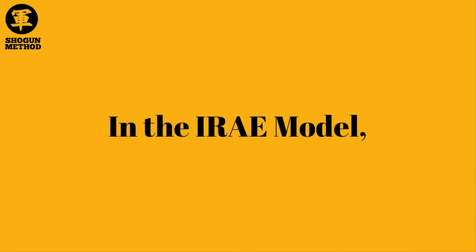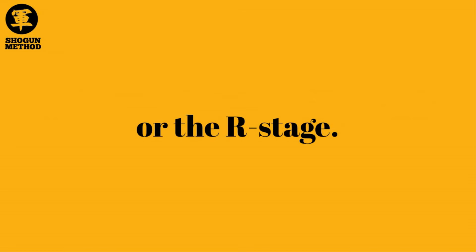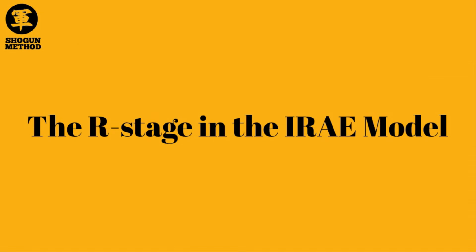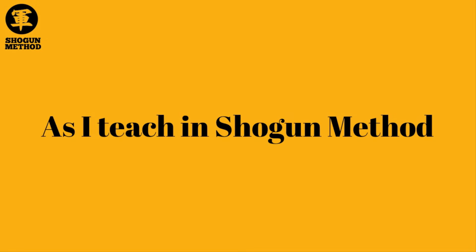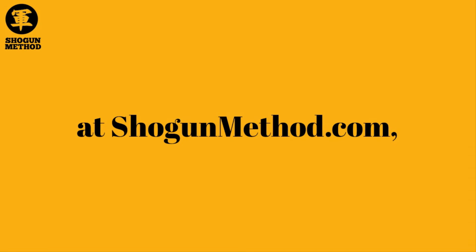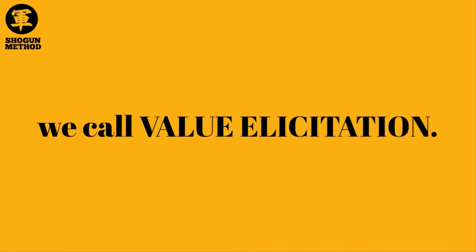In the Rake model, everything starts with intrigue and is followed by rapport building, or the R stage. The R stage in the Rake model is where the contrast anchor sequence shines. As I teach in Shogun Method at shogunmethod.com, an easy way to build rapport is to use a mind control technique we call Value Elicitation.